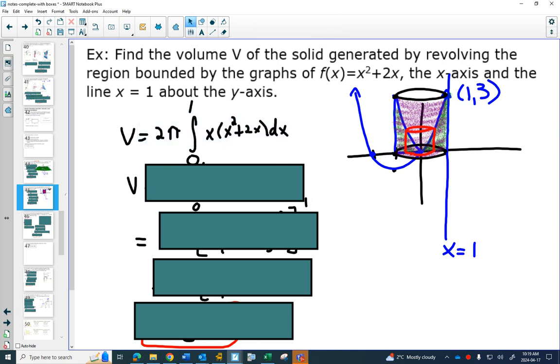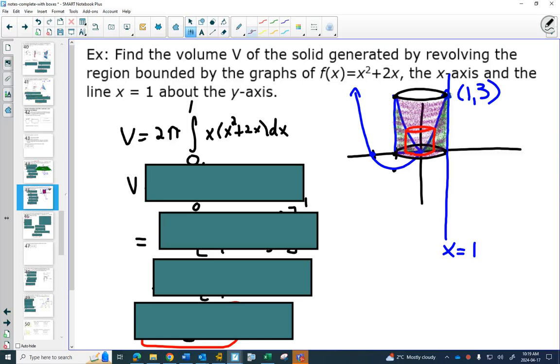My radius is going to be x. My height of my cylinder is x squared plus 2x, and I'm just adding up all of those cylinders starting from 0 and going up to 1. Again, easier than the washer method, right?